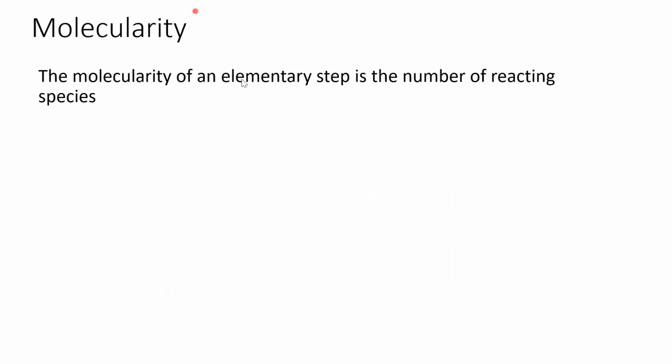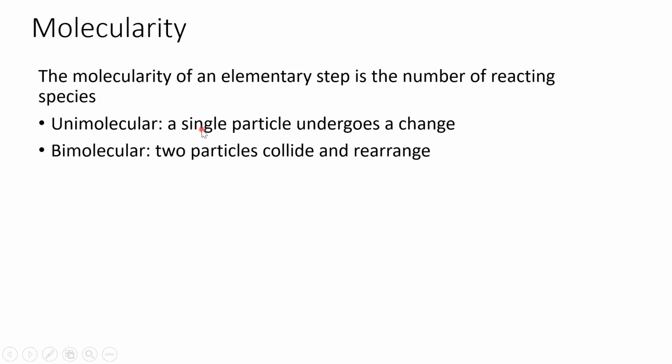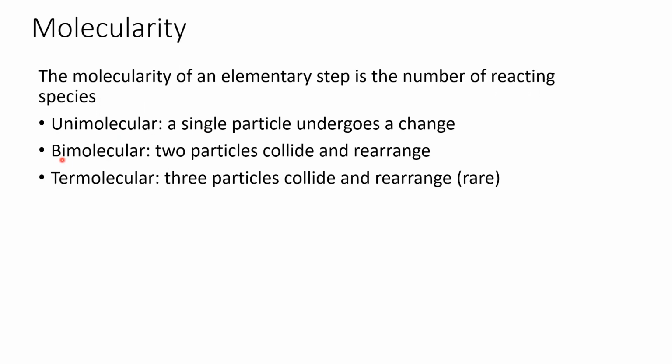When we look at these reaction mechanisms, we need to talk about what's called molecularity for the elementary steps. The molecularity of the elementary steps in a reaction mechanism is the number of reactants that are present. So we can have unimolecular elementary steps, meaning there's only one reactant. We can have bimolecular elementary steps, which means there are two reactants. Or we can have termolecular elementary steps, where we've got three reacting particles.